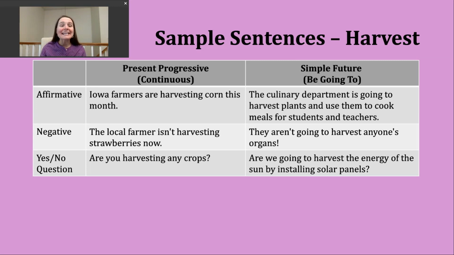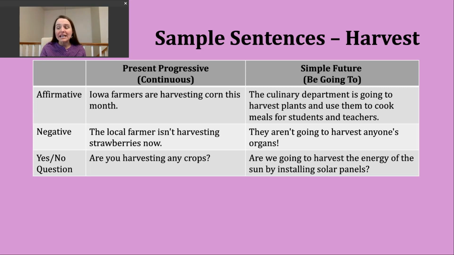If I want to make a negative present progressive sentence, my structure is to start with my subject, and then I use the form of be that matches, then not, and then that verb with ing. Here's another example. The local farmer isn't harvesting strawberries now. Okay? So this is not an action that is happening. Right? It's not the right season for strawberries, at least where I live.